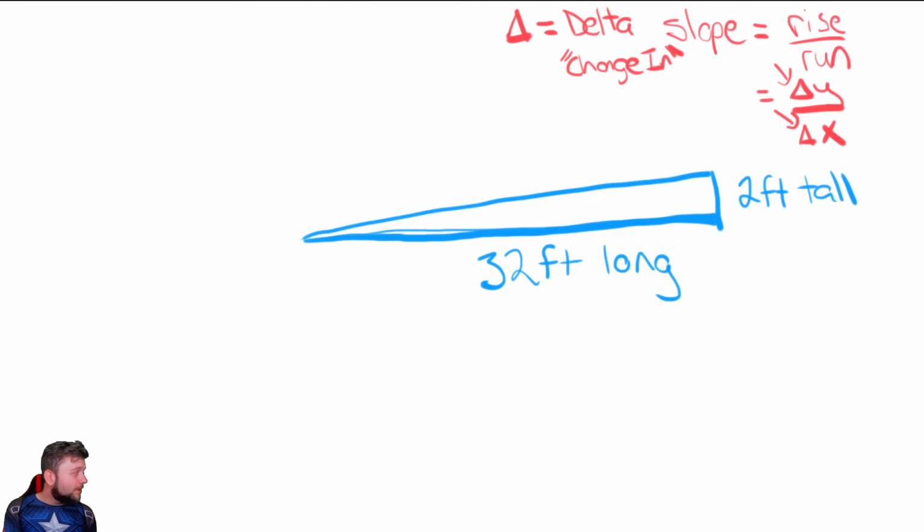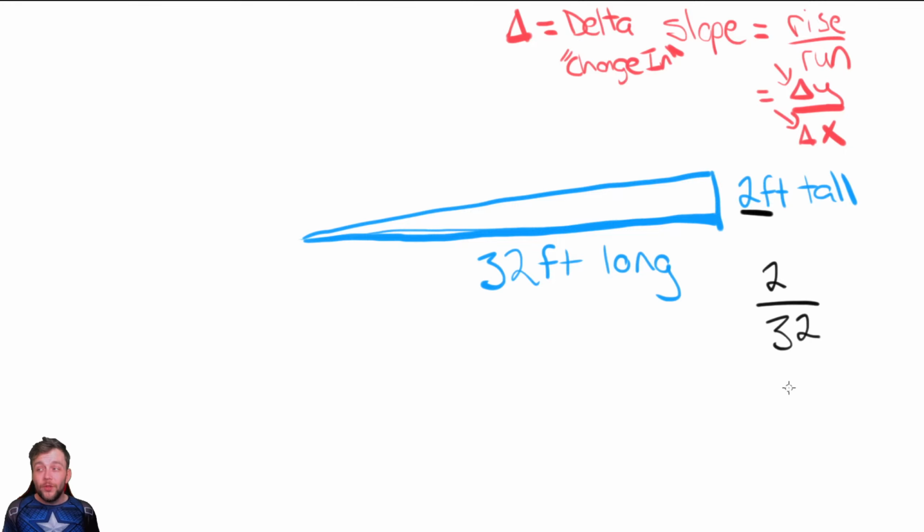So how do we do this? Easy peasy lemon squeezy. We do 32. So 32, that is the length of our run. So that is the bottom number. So 32 over the rise, which is 2 feet. So 2, and the change in that. So it is 2 feet over 32.